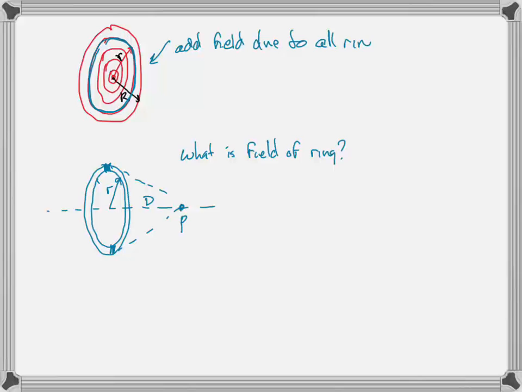Once we found the field of a ring. But we've already found the field of a ring. We did this for gravitation. It's the exact same thing. We found the force of a ring of mass on a point mass at point P, and the field, remember, is just force per unit mass, or in this case, force per unit charge. So if we found the electric force of a ring of charge on a charge at point P, and then just divide out that charge, we get the field. But we found the force before, so we know what it looks like.